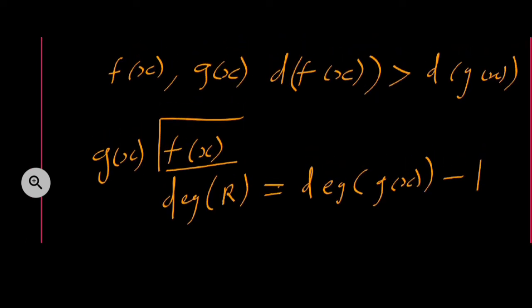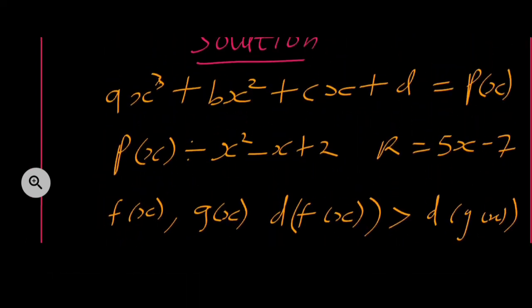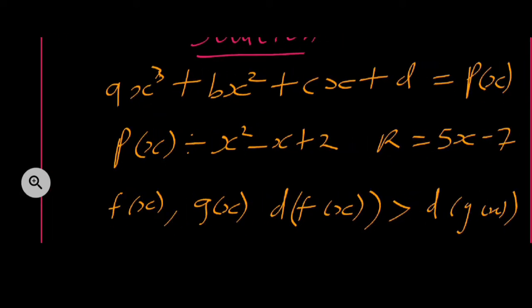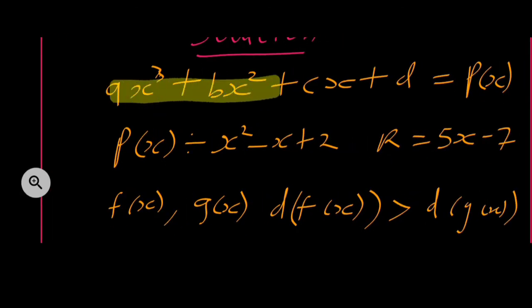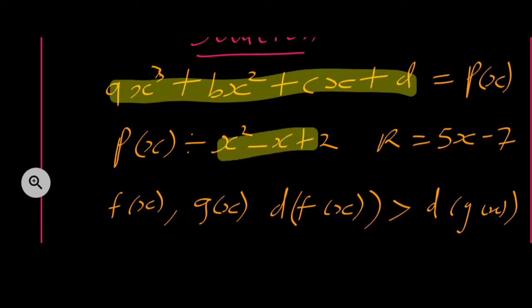And what does this tell us? It tells us that since we have a cubic polynomial that's to be divided by a quadratic, then the remainder should be 1 degree less than the quadratic. That the remainder should be a linear expression, which according to our equation makes sense. Now let's go ahead and divide using long division.